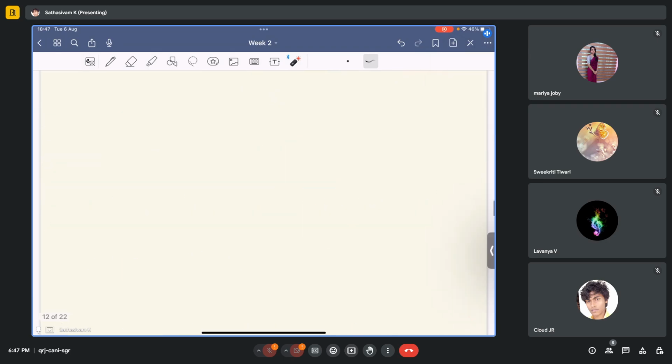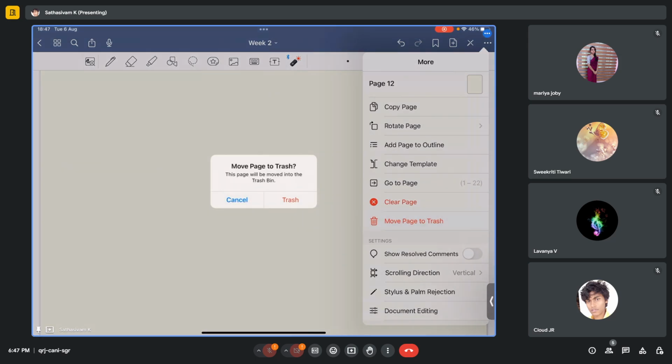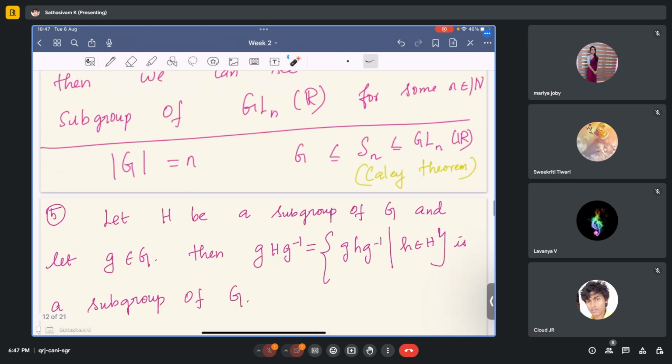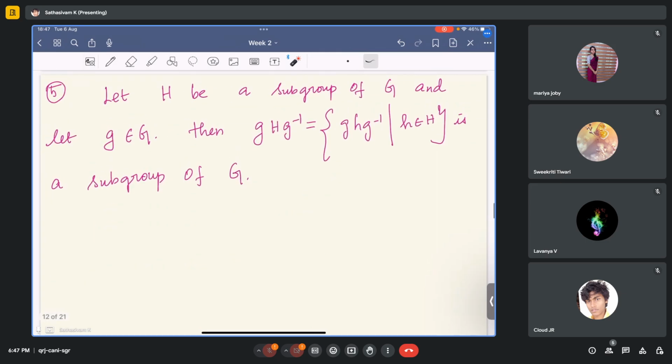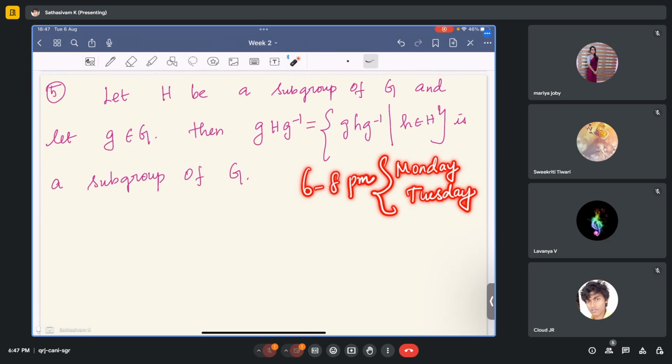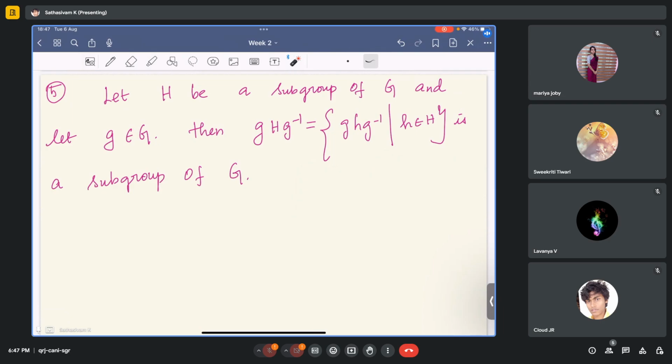Okay, so I may not need this page, so I will delete it. Okay, let's move on to this one. I think this was done in the last tutorial also. We have tutorials both on Monday and on Tuesday, both at the same time, 6 to 8 p.m. So you can choose whichever one you want to attend. More or less, we do different problems.